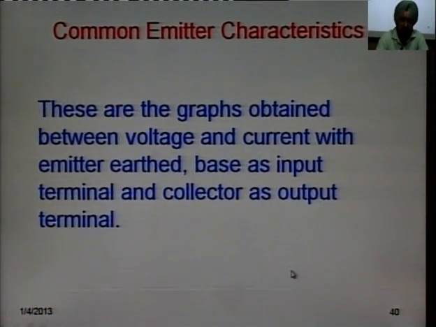Now let us take up the common emitter characteristics first. Characteristics are the graphs that we draw between voltages and currents with the emitter common, that is, making the base the input and the collector the output, with the emitter common. This is called emitter characteristics. So you can define them as the graphs between voltage and currents with emitter common, base as the input terminal and collector as the output terminal.